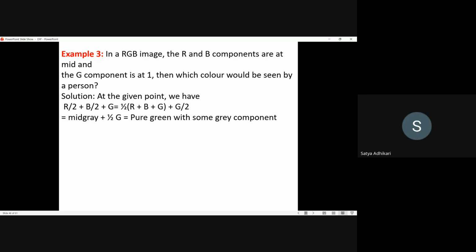G/2. It is actually an equation to perform R/2 plus B/2, which is mid gray, but the green component is there. So R plus B would be a mid gray color, and half of G is a green color, pure green. So half is a constant term. Whether it is G or G/2, it is the same meaning. So it is pure green with some gray component, mid gray component, there.